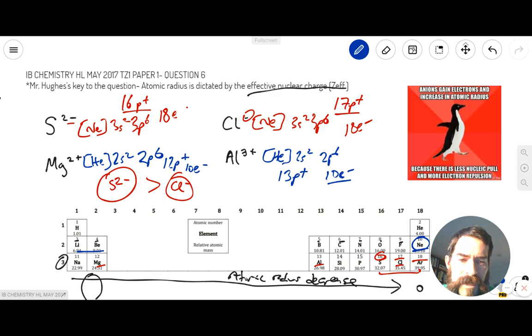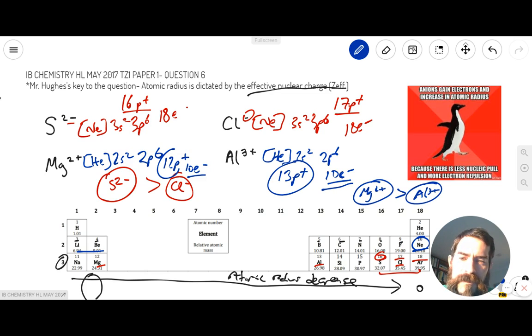So again, for the same argument as before, it should be more effective for the 13 protons of aluminium to hold on to the 10 electrons than for the 12 protons of magnesium to hold on to the 10 electrons. So for that reason, the aluminium ion is going to be smaller than the magnesium ion. So Mg2+ will be greater, I should say, than the aluminium ion.